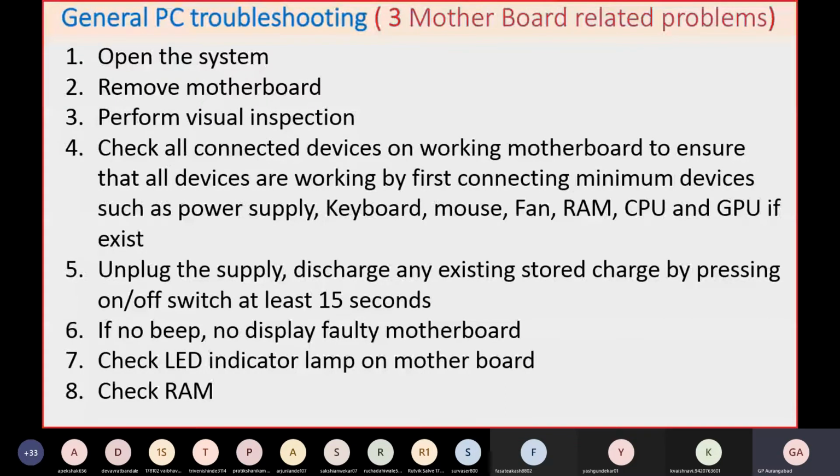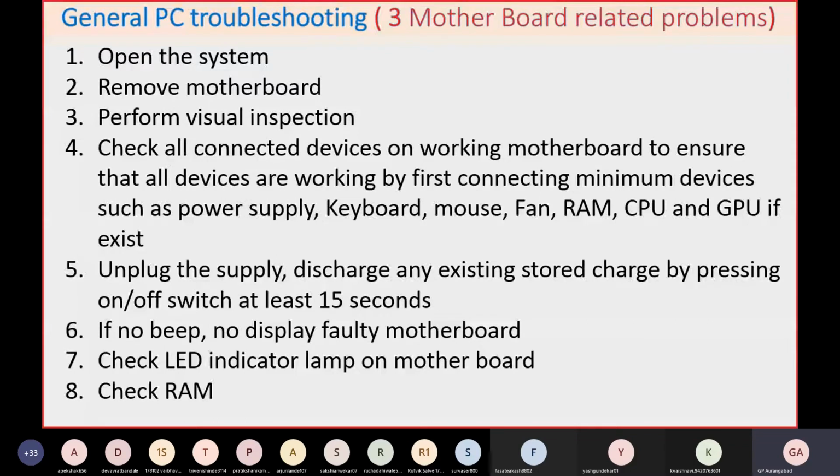While doing this visual inspection, check all connected devices on a working motherboard to ensure that all devices are working. Basically, you do not need to connect all the devices just to see whether the PC is working or not. Just take your motherboard, connect your power supply, connect your basic devices, that is keyboard and mouse. Ensure that the RAM and CPU, or the graphic processing unit if it exists, are in place. Then give the required power supply to the CPU and fan, and just switch on from the power switch button which you have.